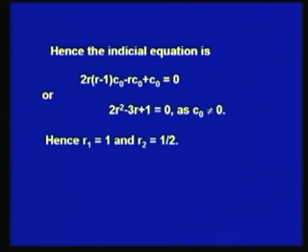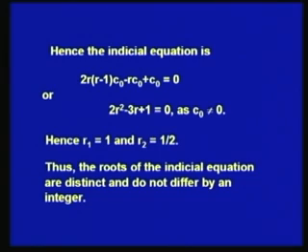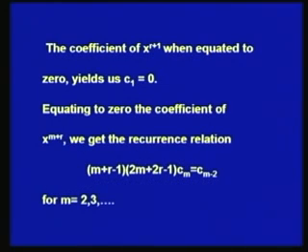The coefficient of x to the power r, we put equal to 0 and get this initial equation, from where we have 2r square minus 3r plus 1 equal to 0, as C naught is not equal to 0, and then the roots of this equation are r1 equal to 1 and r2 equal to half. Both these roots are distinct and do not differ by an integer, and so next we put the coefficient of the next higher power of x equal to 0.